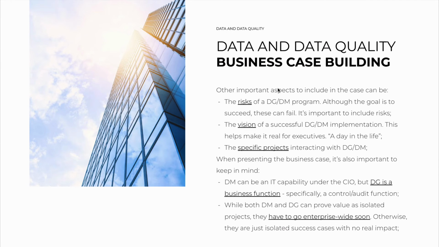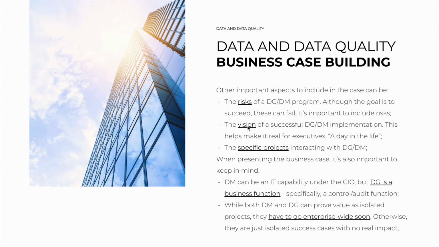Other important aspects to include in the business case can include, first, the actual risks of a DG or DM program. Remember, although the goal is to succeed, these can, in fact, fail, and it's important to include some risks. These don't usually occur, but they keep the business case honest and transparent.